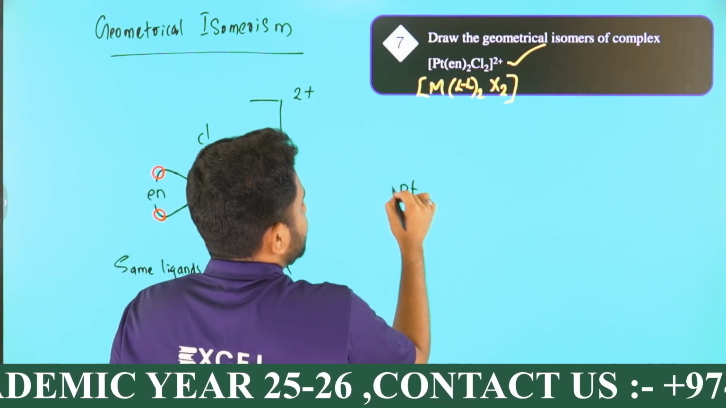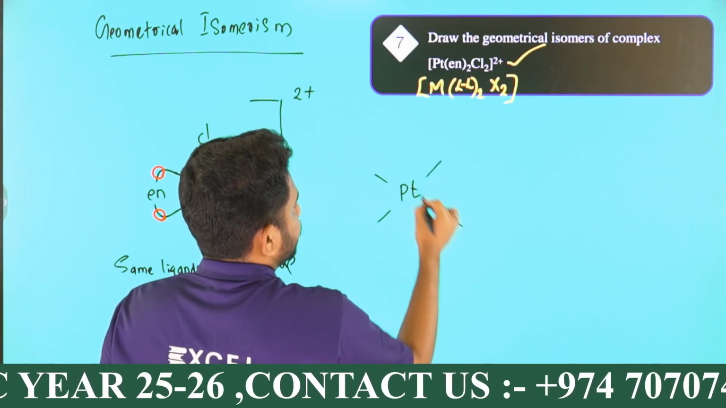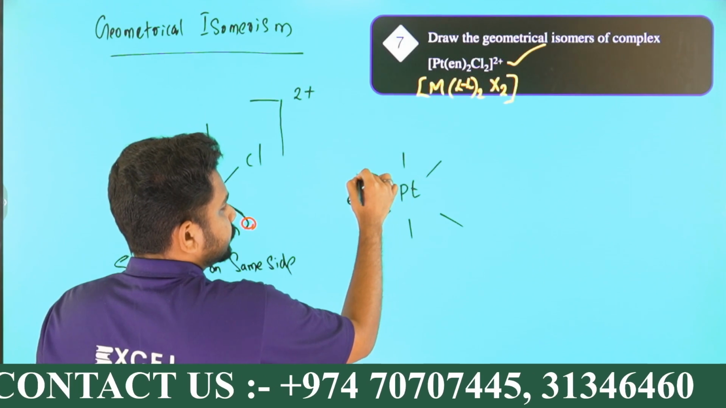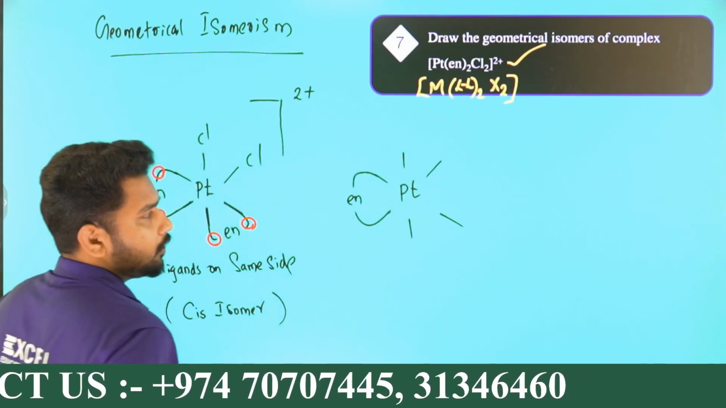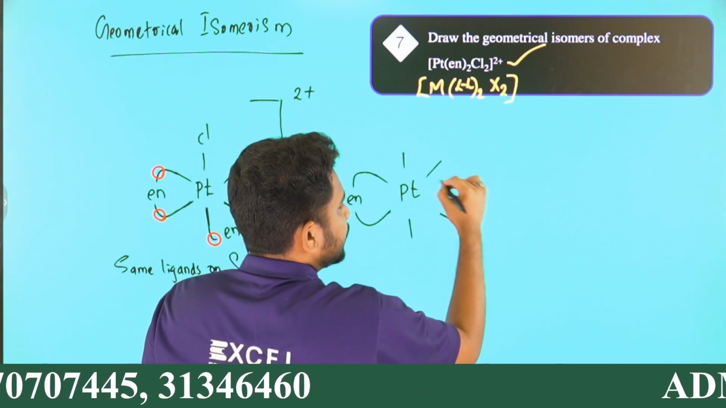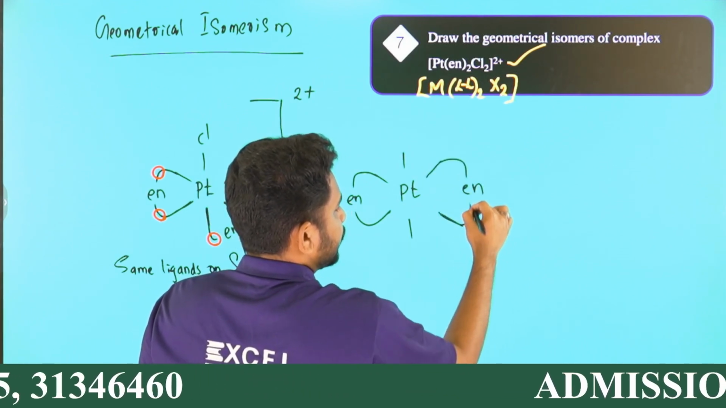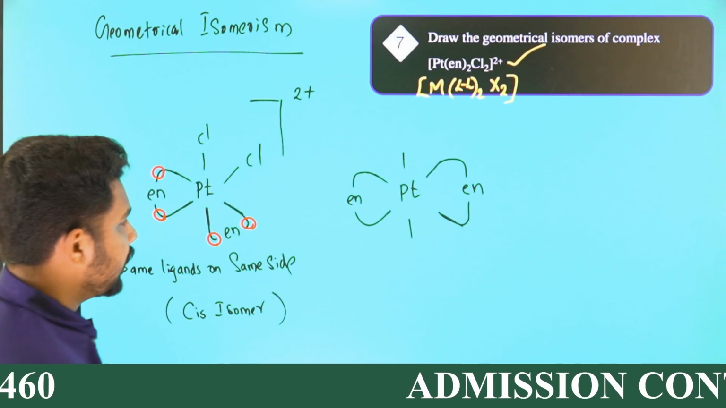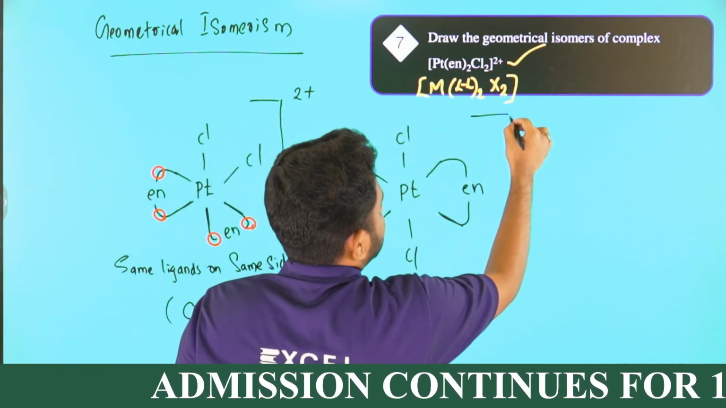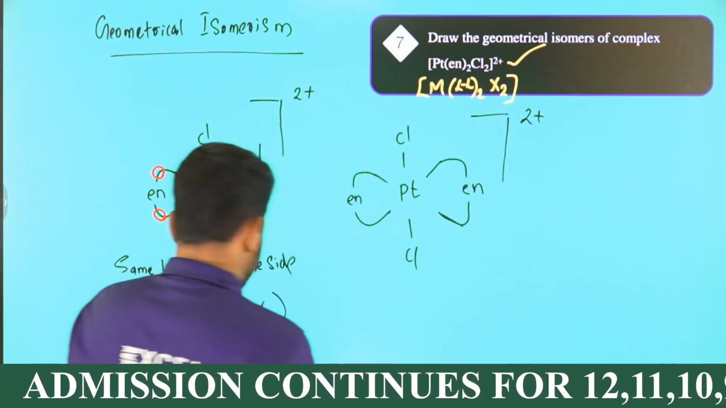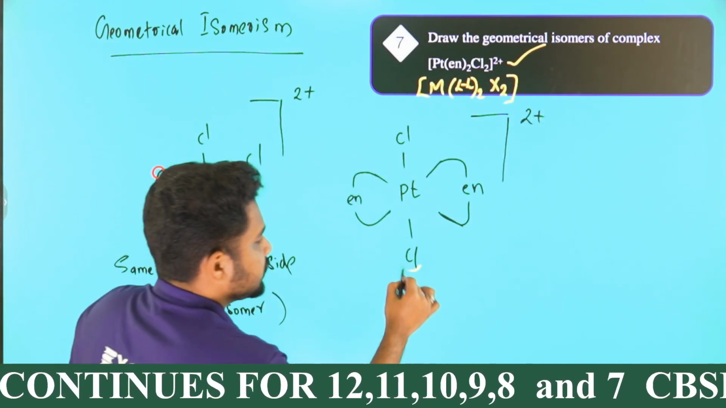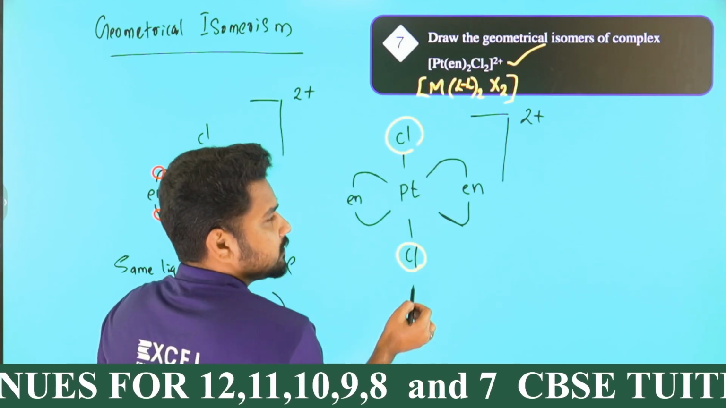So platinum again, in octahedral manner, and one en. Another en will be just on the opposite side. Here will be the next en. Understood? And the remaining chlorine will be here, and 2 plus charge. Finish. You can see the same ligands are on opposite sides.